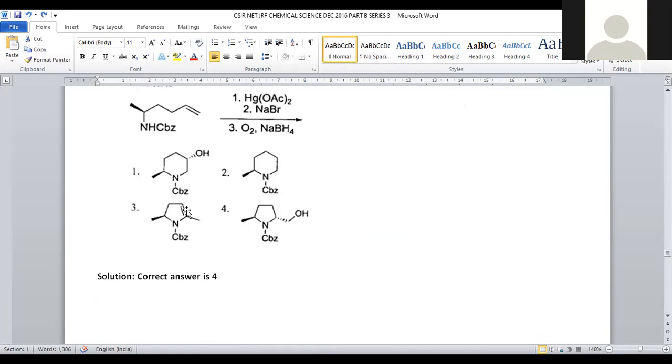Let us see where it is provided. In option number 4, we have this. In options number 1 and 2, 6-membered ring formation is not at all possible. And in option number 3, double bond origination is not at all possible. The only possibility is option number 4.